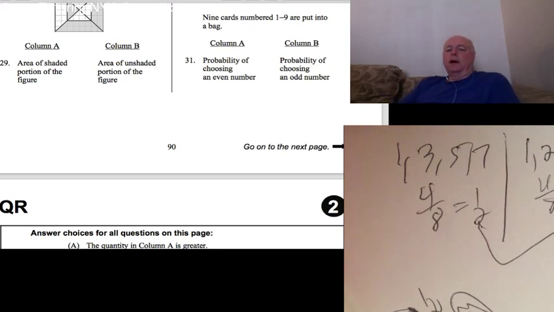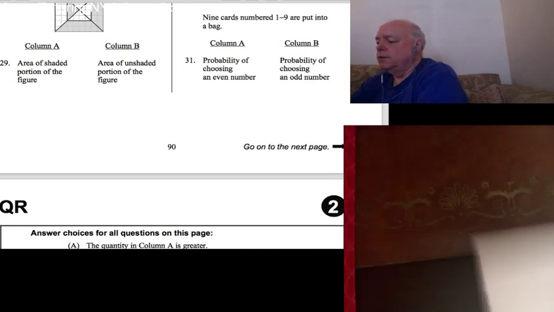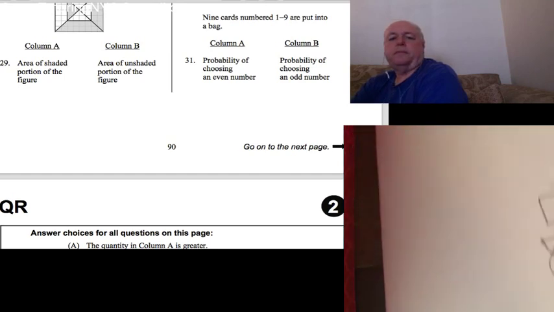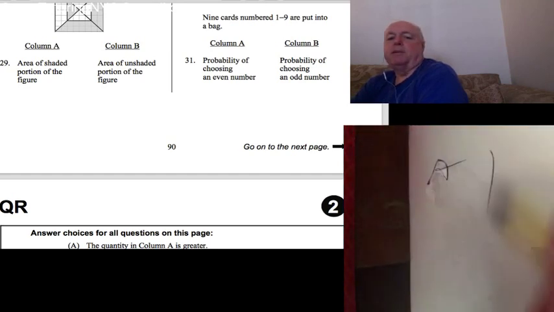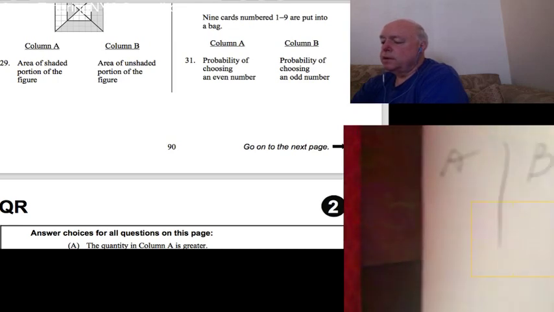So we have 9 cards numbered 1 through 9 are put in a bag. So 1, 2, 3, 4, 5, 6, 7, 8, 9 are put in a bag. So we're going to do A versus B. Okay, A says the probability of choosing an even number. So we're going to have 2, 4, 6, 8. So we have 4 out of 9.